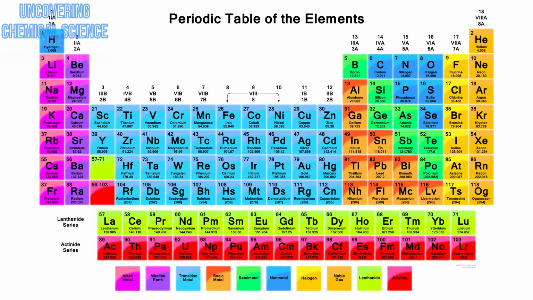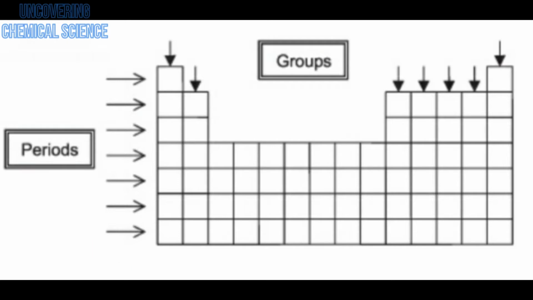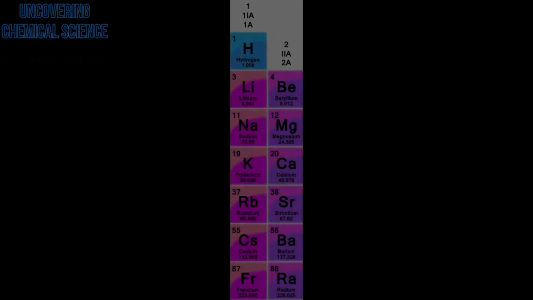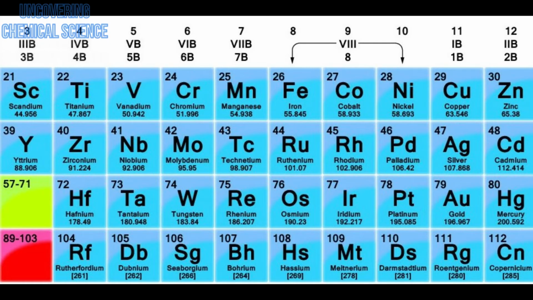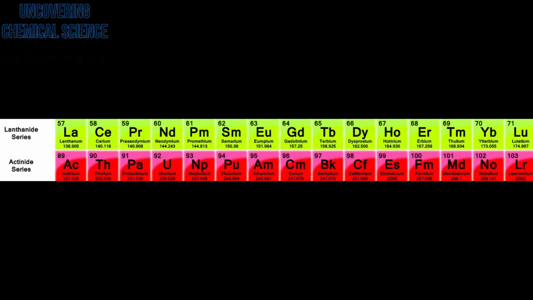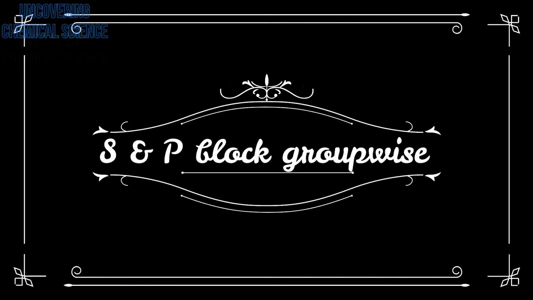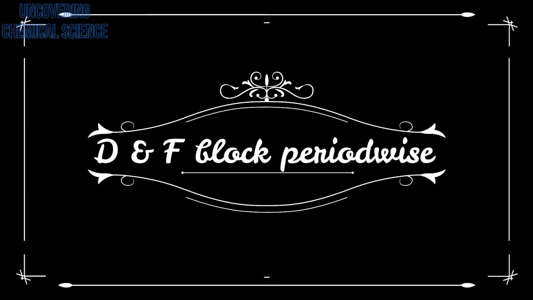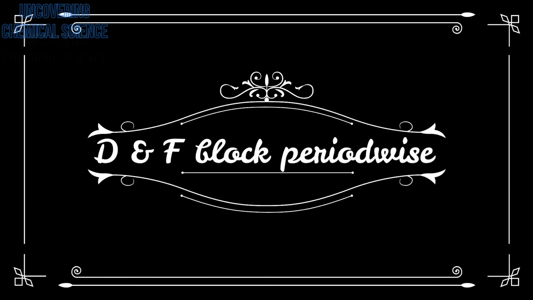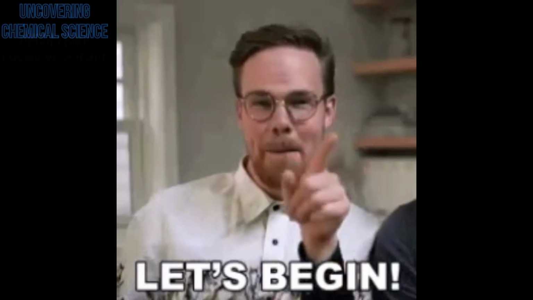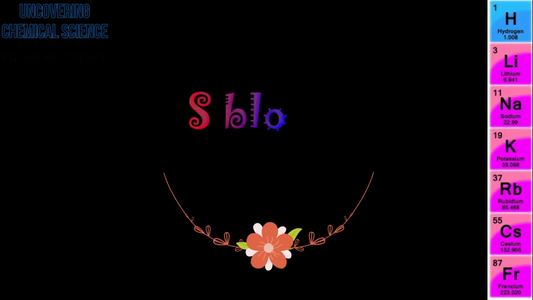First of all, you should know that the periodic table contains 7 periods, 18 groups and 4 blocks, that is S block, P block, D block and F block. We will learn S and P block group wise and D and F block period wise. So let's begin with S block group 1.